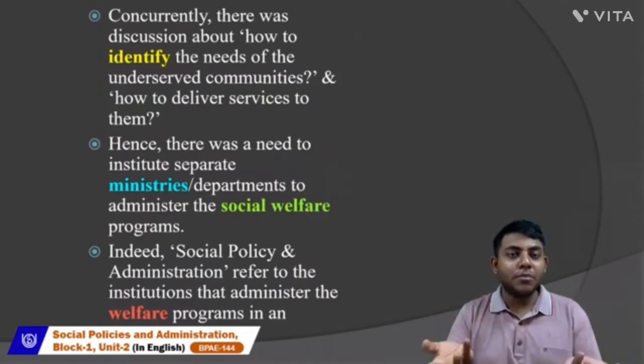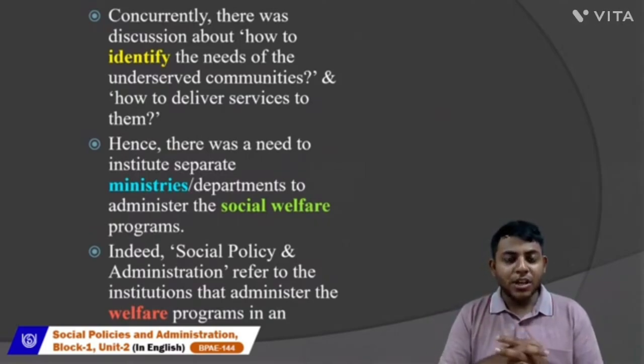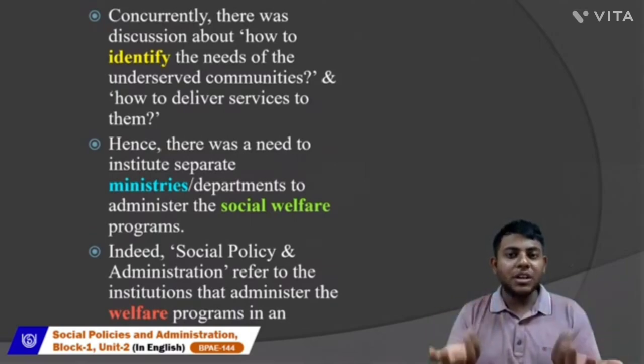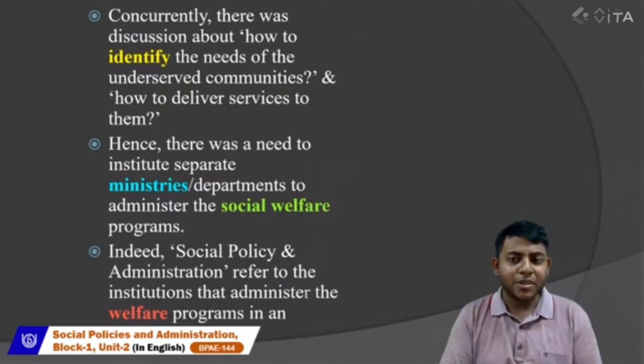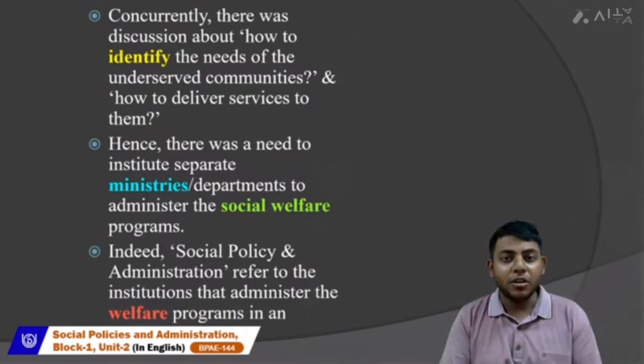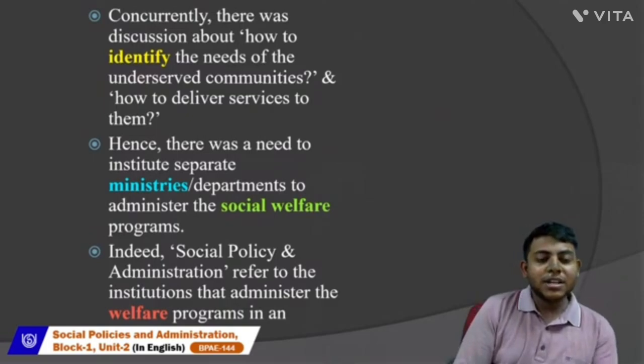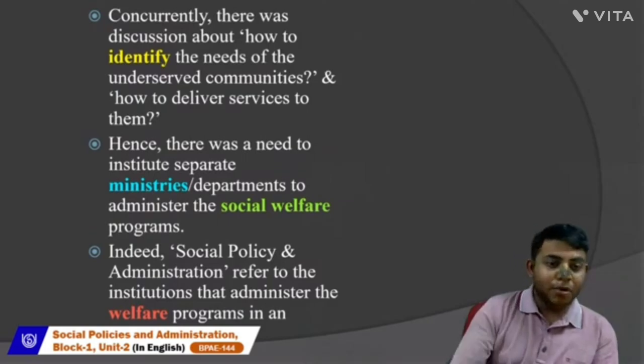And when we talk about social policy and administration, there are certain mechanisms, laws, institutions, and bodies which are constituted for the protection and betterment of these vulnerable sections. In order to uplift them, we need to first identify the needs of these underserved or vulnerable communities. And the most important thing is empathy, tolerance, and compassion towards these vulnerable communities, towards these weaker sections of the societies. So how to identify the needs of the underserved communities and how to deliver services to them, these two questions became very, very important.